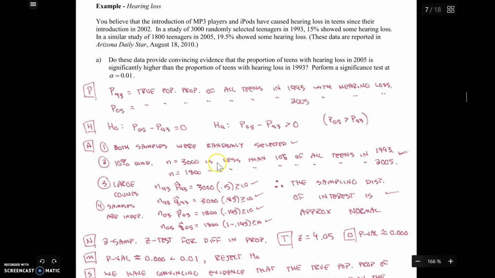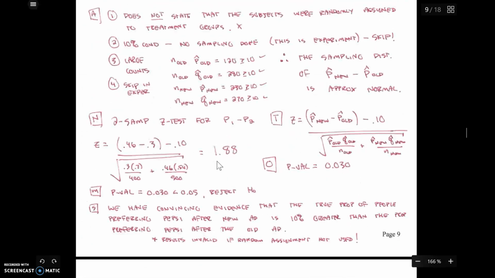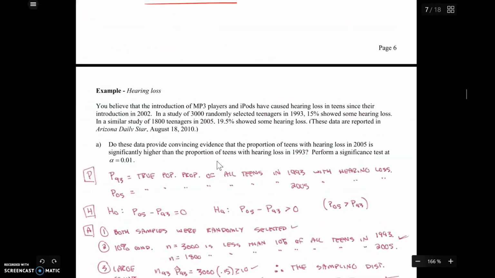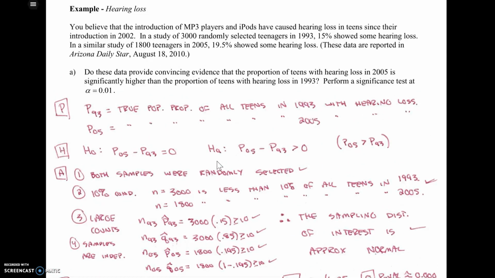Hearing loss. So we got a couple of examples here. Let's just go through these. You should already be filled out in your notes. You believe that the introduction of MP3 players and iPods have caused hearing loss in teens since their introduction in 2002. In a study of 3,000 randomly selected teenagers in 93, 15% showed hearing loss. 1,800 teenagers in 2005, 19.5% showed some hearing loss.